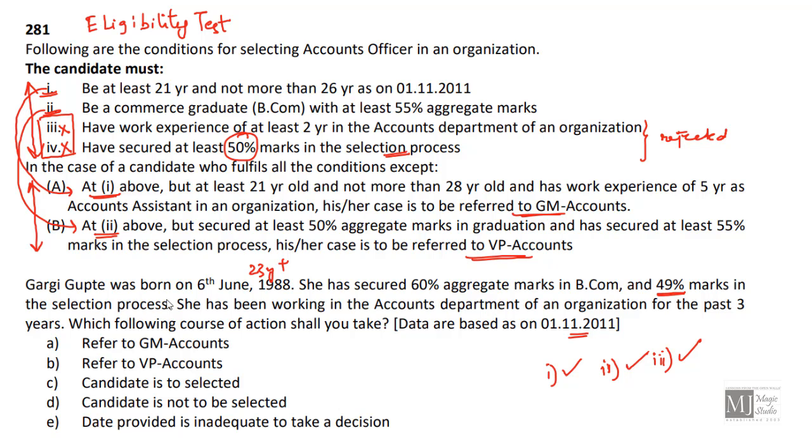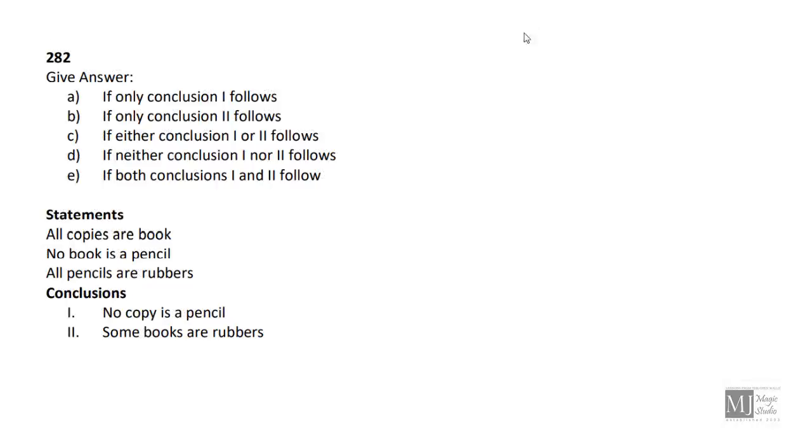Number 4, have secured at least 50% marks in selection process. But here she has secured 49% marks in the selection process. Number 4 doesn't fit in, and number 4 is mandatory criteria. Since that mandatory criteria doesn't fit in, Gargi Gupte as a candidate is not to be selected. Option D fits in. Number 282.